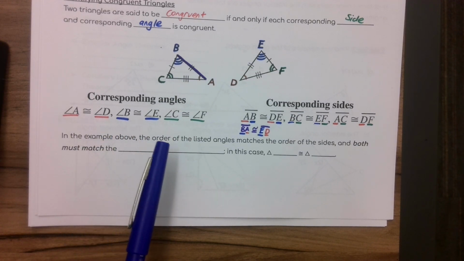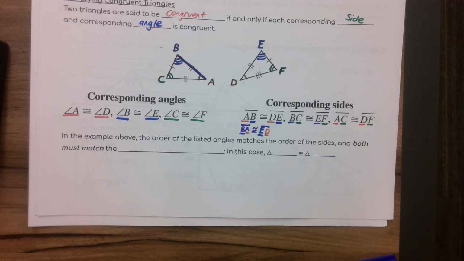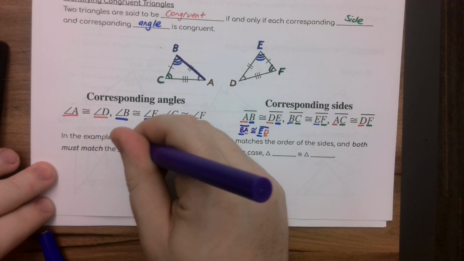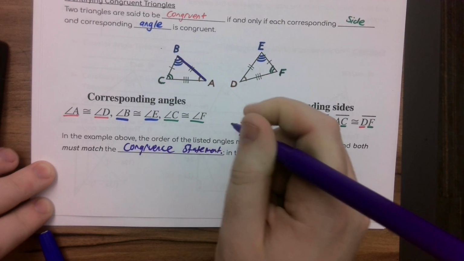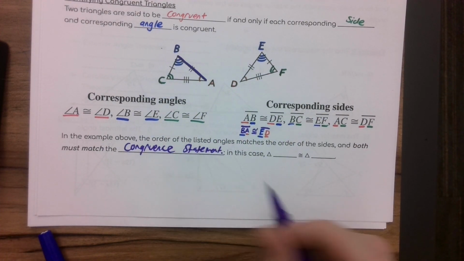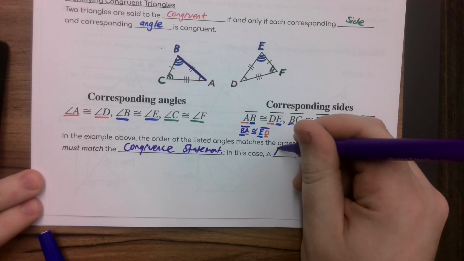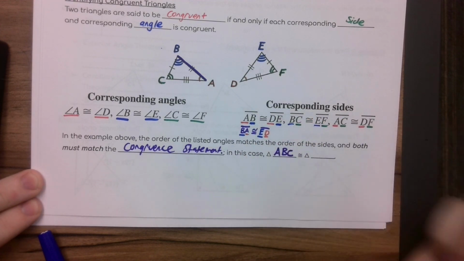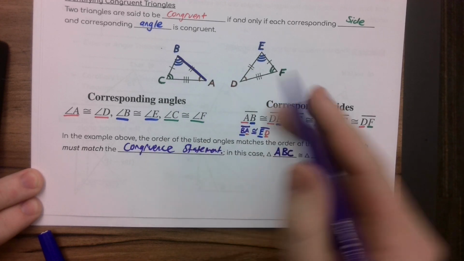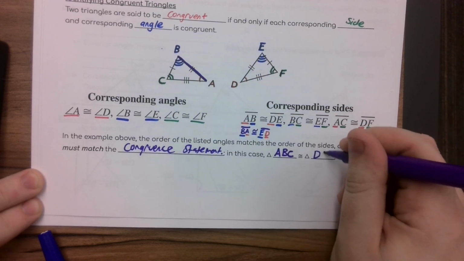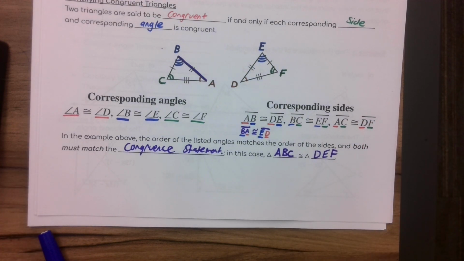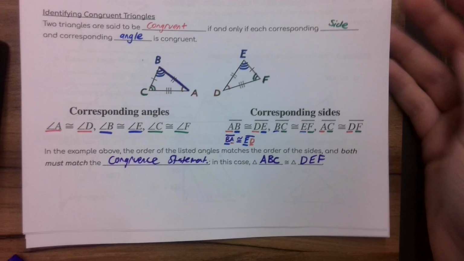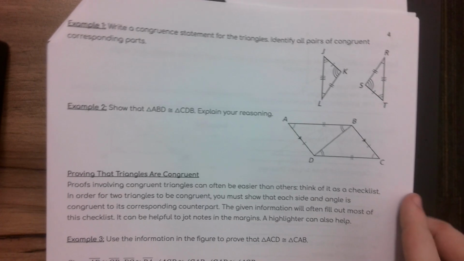So in the example above, the listed angles match the order of the sides. And both must match the congruence statement. When we ask for a congruent statement, we want to state that two triangles are the same. So in this case, what would ABC be congruent to? Well, A is congruent to D, B is congruent to E, and C is congruent to F. So ABC is congruent to DEF. Very, very nice. Let's flip over to the next exercise to see if we can practice this.